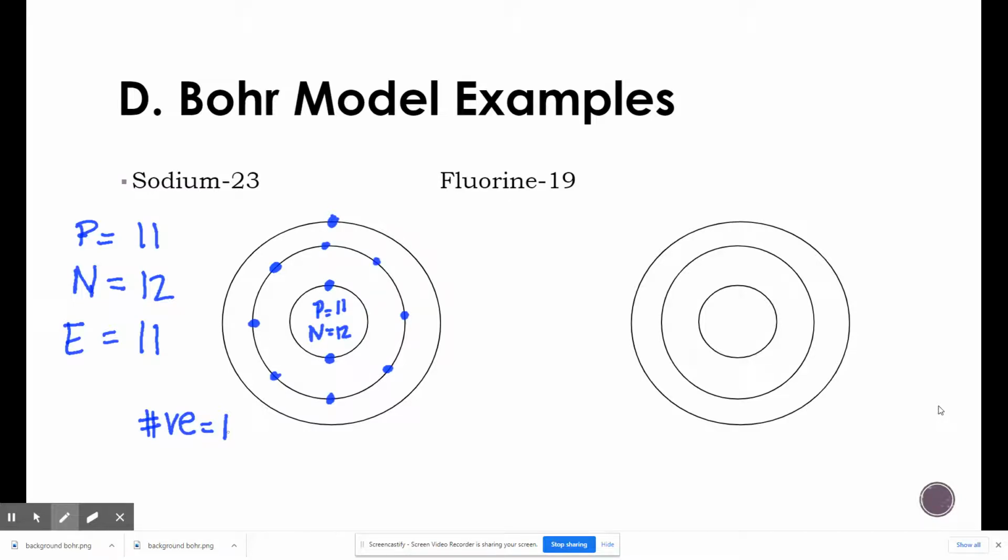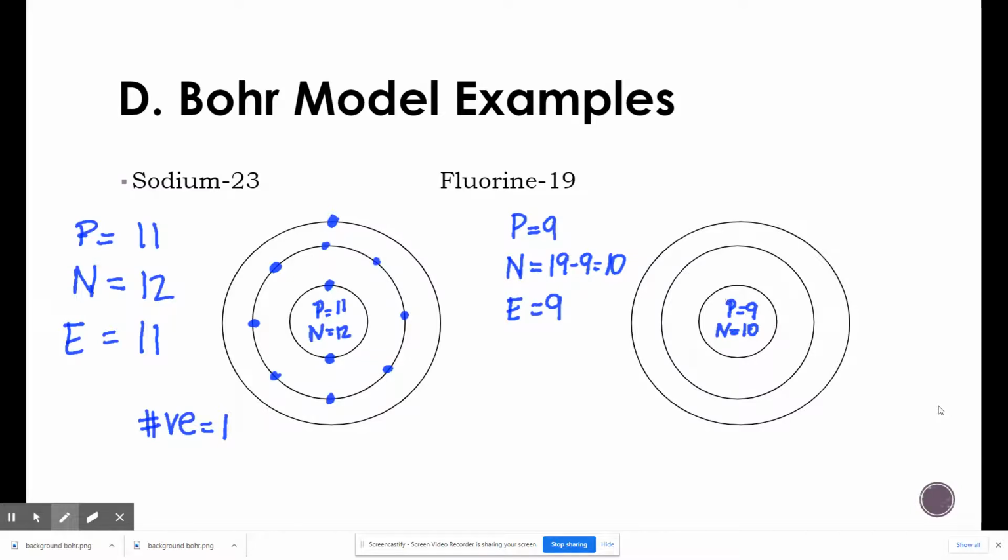Next, we have fluorine. When I look at fluorine, I notice that its atomic number is 9, so it has 9 protons. To find neutrons, I take my mass number minus my number of protons, so 19 minus 9, 10 neutrons. And my number of electrons is the same as my protons, so that's 9. In the very center, I'm going to write my protons and neutrons.